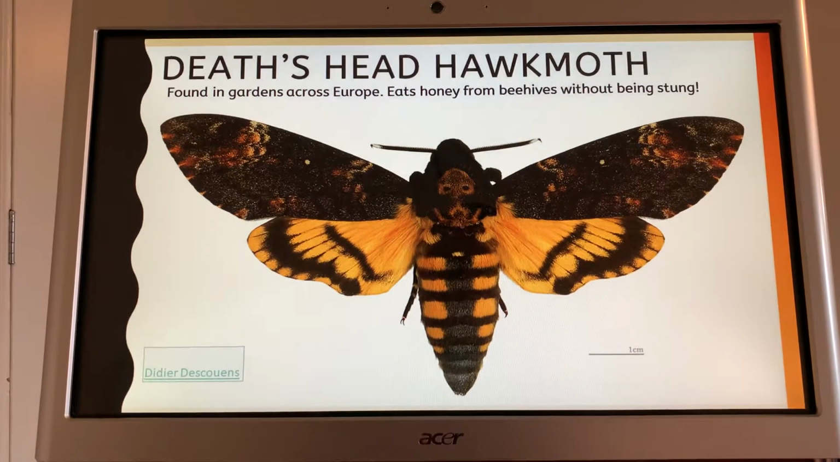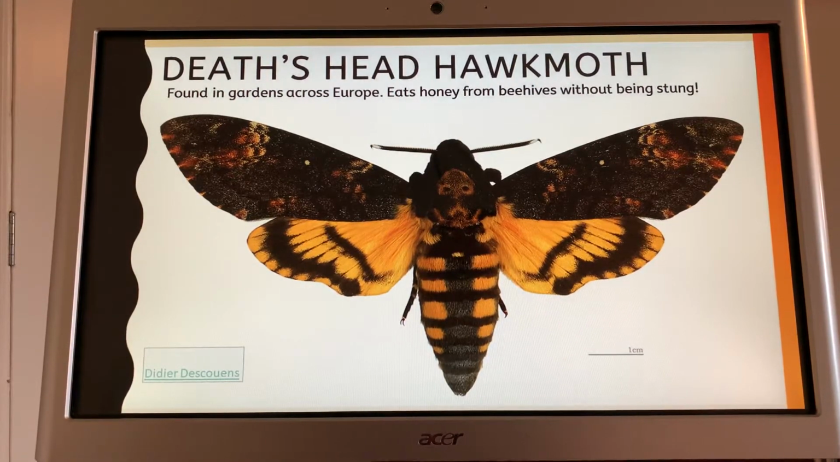Deathshead hawkmoth, or should that be Death's-head hawkmoth? Found in gardens across Europe. Eats honey from beehives without being stung. Now, looking at the way it's adapted, how do you think this hawkmoth can manage to get into a beehive and eat the honey without being stung? How do you reckon?